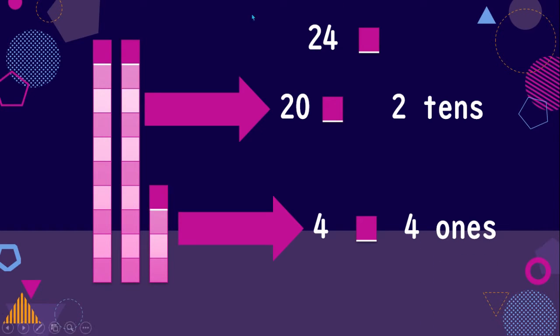Okay, so if you can see in the number 24, number 4 is on the right side. Therefore, 4 is for the ones place value. And number 2 is on the left side. So, siya naman ang nasa tens place value.